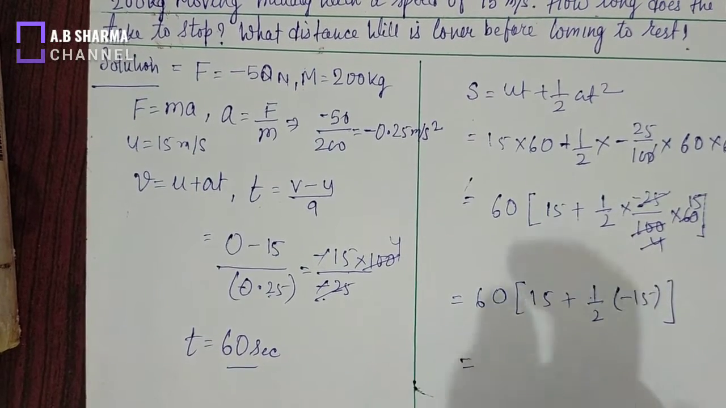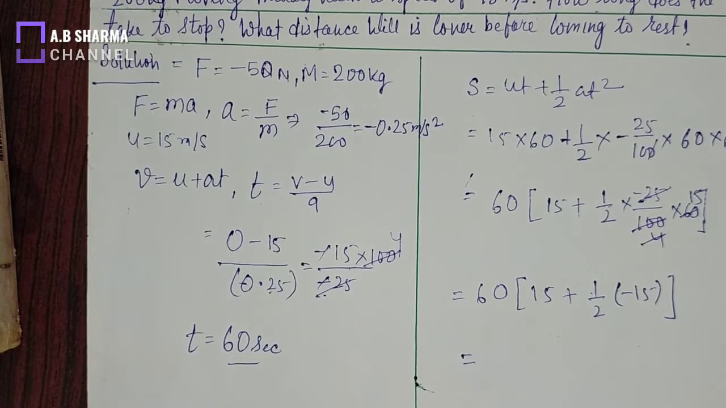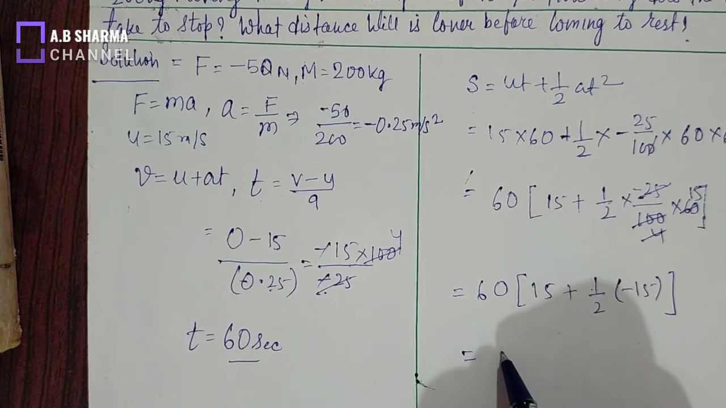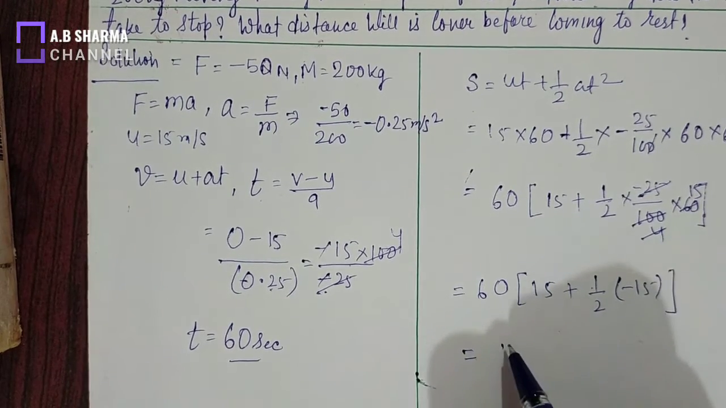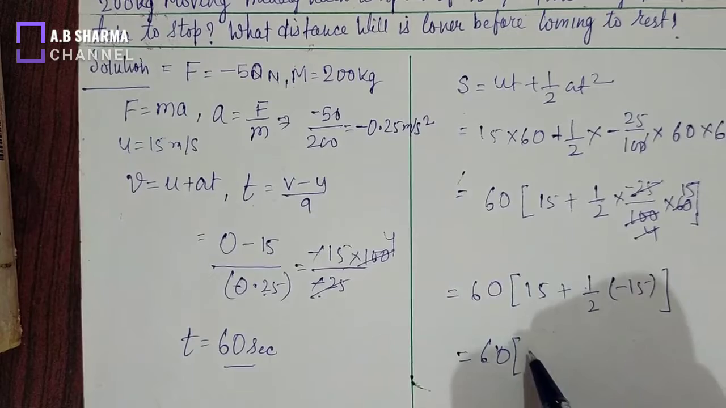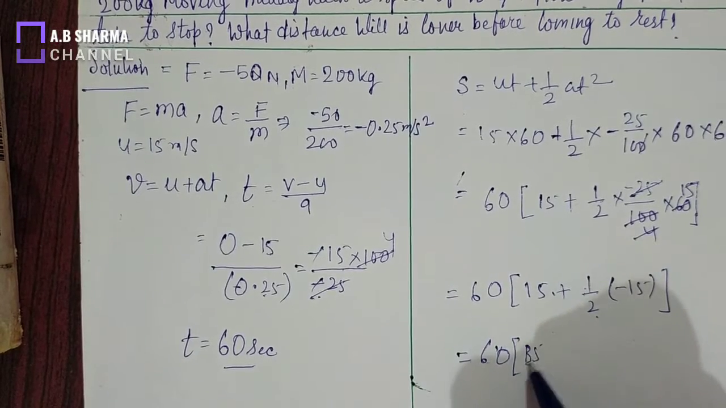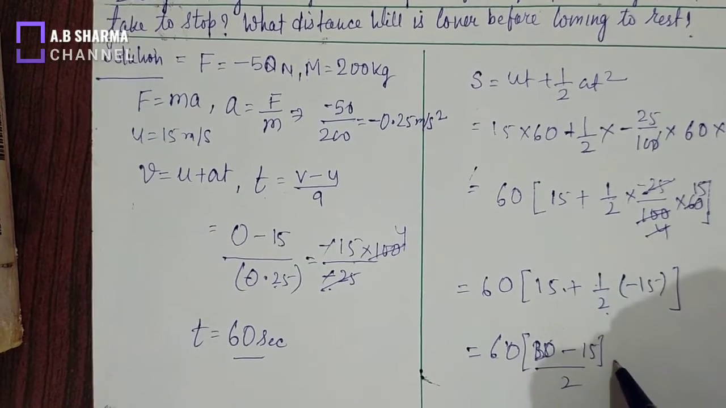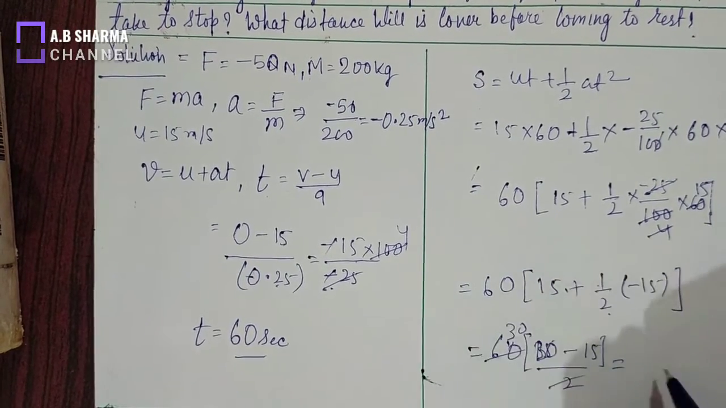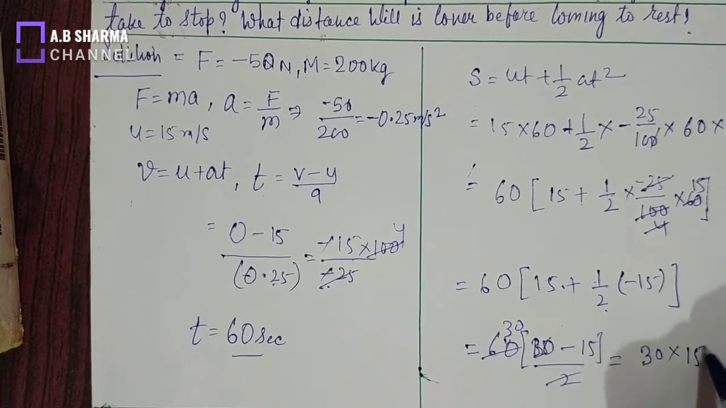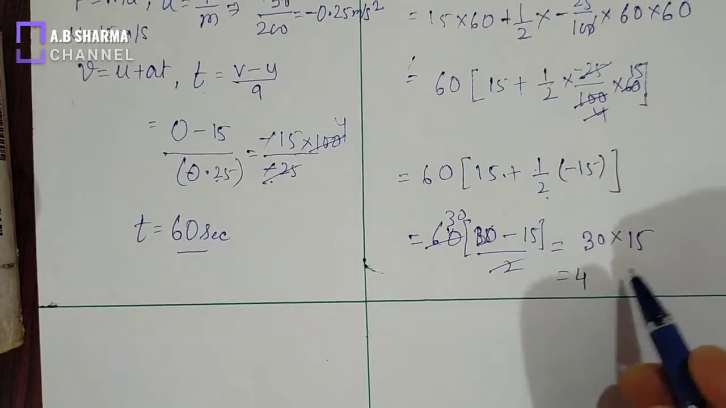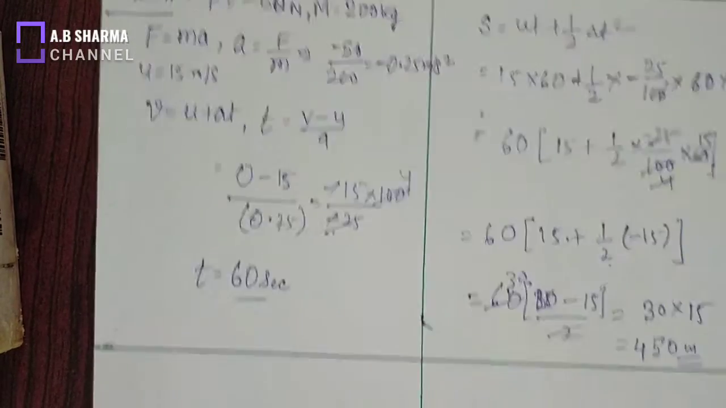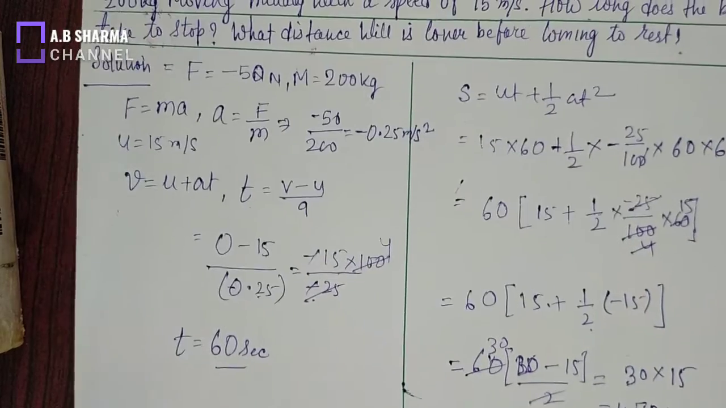Now solve it. This is 25 fours and this is 15, means 60 into 15 plus 1 over 2 minus 15. Now calculating this, 60, 15 into 2 that is 30, 30 minus 15 by 2, or it is 30 multiplied by 15, which is equal to 450 meters. So body will cover 450 meter before coming to rest.